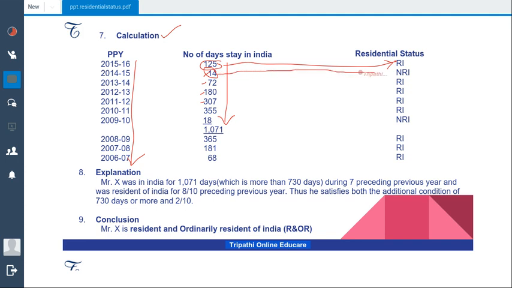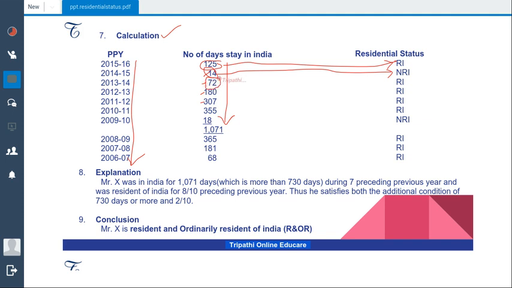Hence, he is not fulfilling any of the basic conditions and he will become non-resident of India for this particular year. Next, we will go for 2013-14.